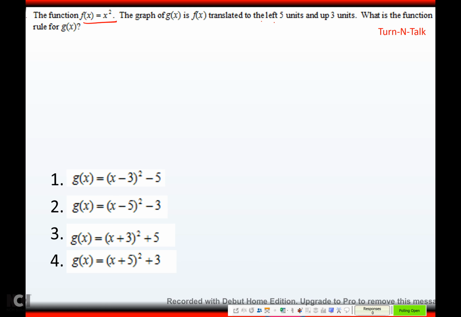Okay? Alright, so you figure out, here's the mother. They want you to go left 5 and up 3 and write the new rule. Hit pause, come back when you're ready. And hopefully you got it. Okay, so if you're going to go left 5, that means inside the square you're going to add 5, and you're going to go up 3, which means you put plus 3 on the outside.